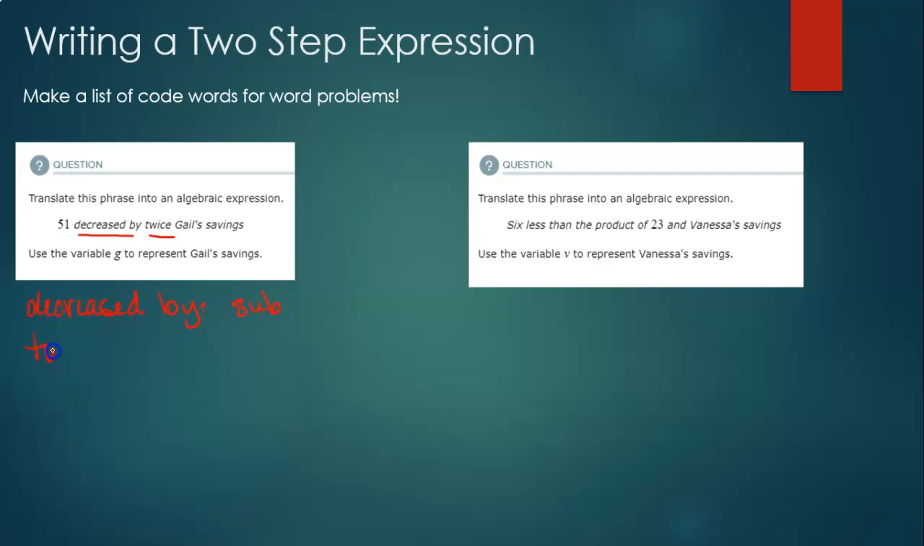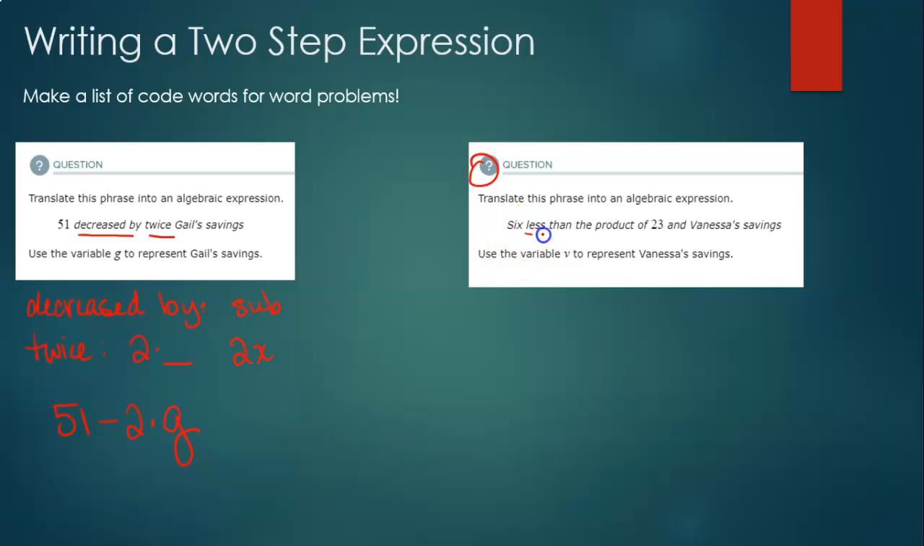And twice means 2 times something. So 2 times X or 2 times N or whatever. So if it's starting with 51, it's 51. Decreased by means minus. Twice means 2 times, and it says use the variable G to represent Gail's savings. So 51 decreased by twice Gail's savings.